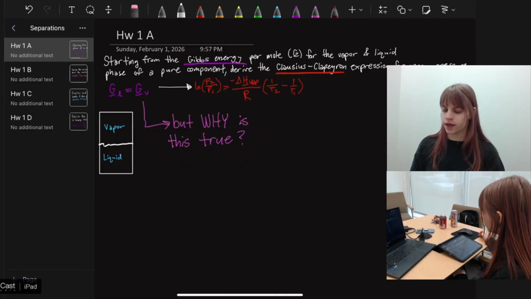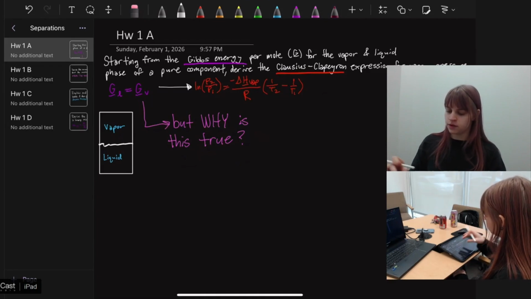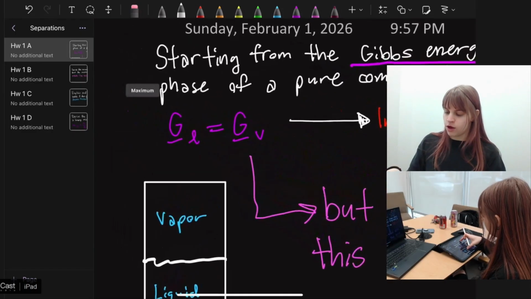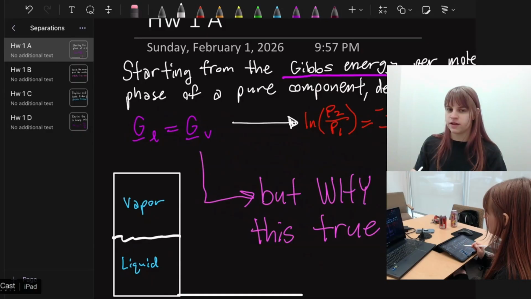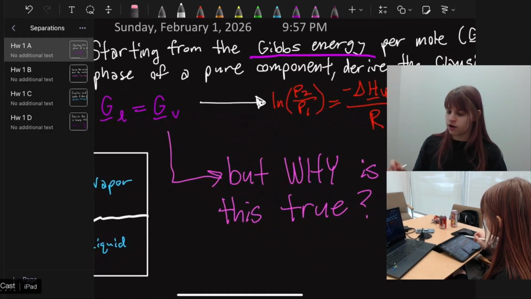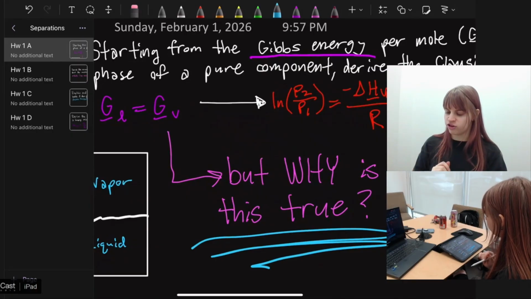For the start of part A, we are going to look at starting from the Gibbs energy per mole for the vapor and liquid phase of a pure component to derive the Clausius-Clapeyron expression for vapor pressure. So something that we know is that the Gibbs energy in the liquid phase and vapor phase of a pure component should be equal to each other. And I'm also going to talk about why this is true, just to give some more information on that.